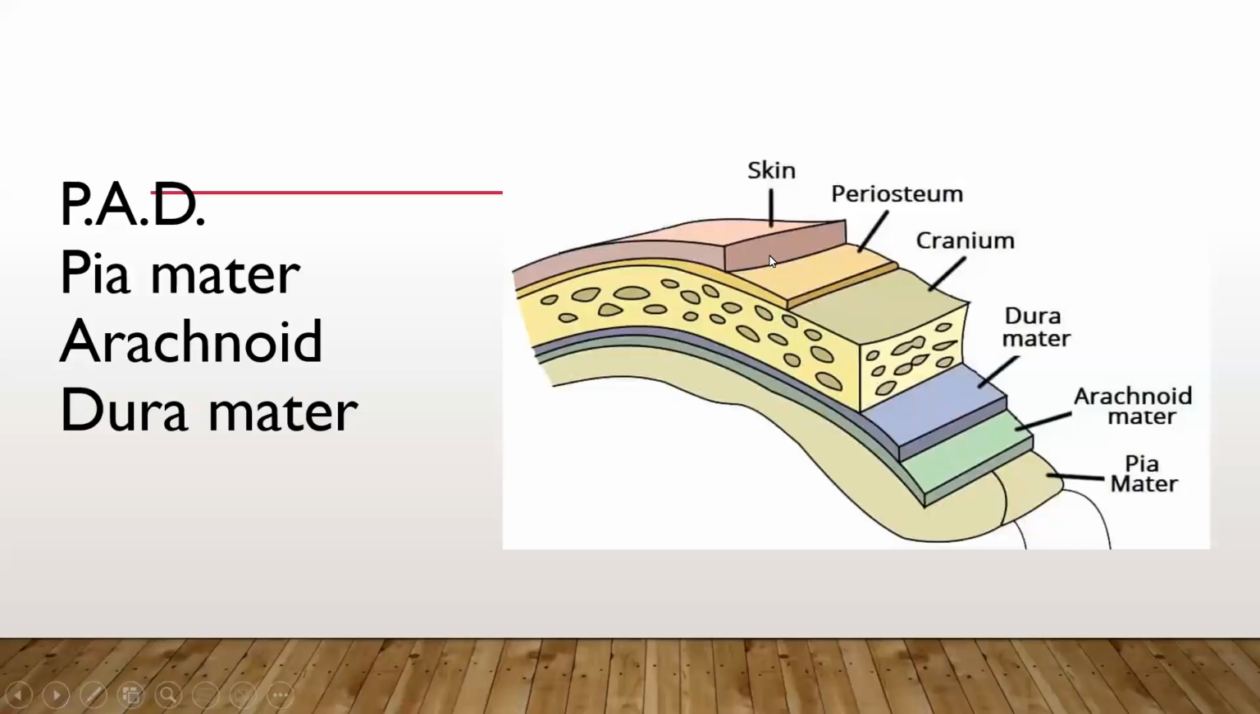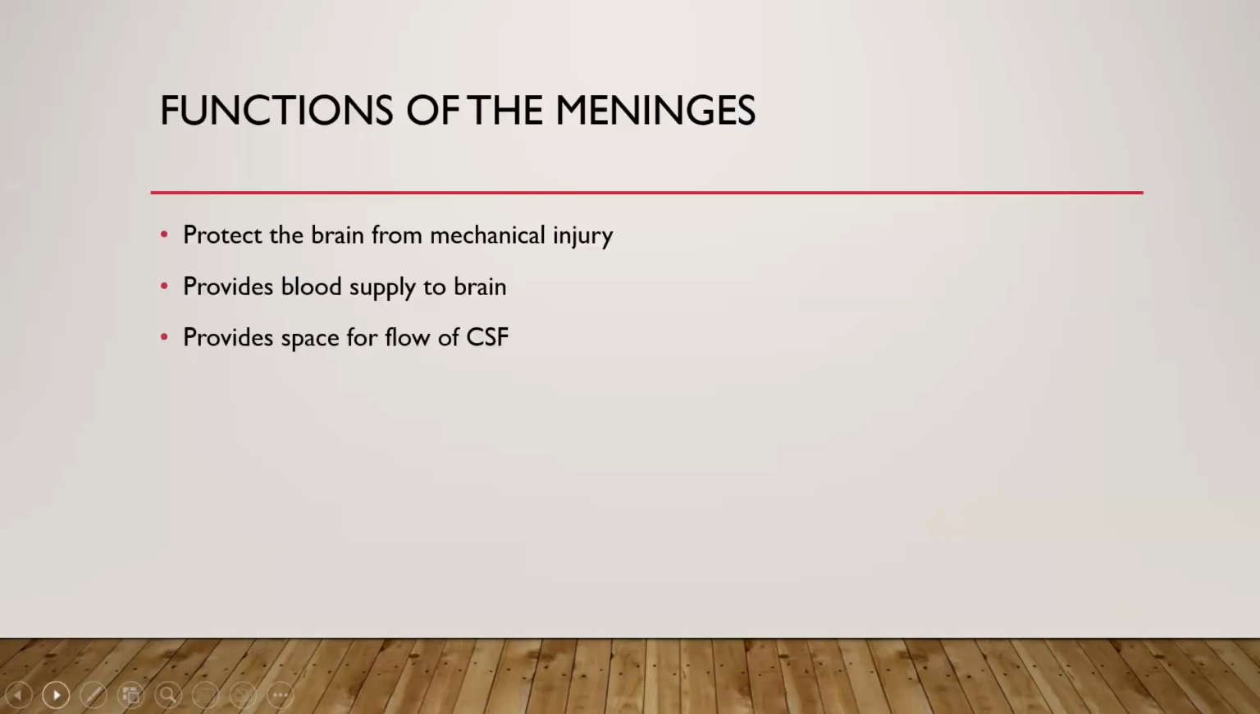We're going to start by looking underneath the skin, the periosteum and the cranium, and we're going to find the three layers of meninges, which are the dura mater, arachnoid mater, and pia mater. One way that I remember this is the mnemonic PAD. Working its way from the inside out is the pia mater, arachnoid mater, dura mater. And it's also a function of the meninges to pad the brain and protect it from injury.